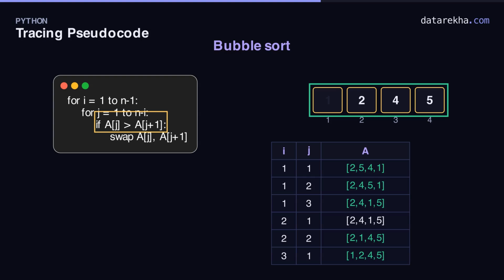Notice pass 2 stopped early, and pass 3 earlier still, because each pass locks one more big value at the end. Watching the array reorder, box by box, is exactly how you understand any sorting algorithm.